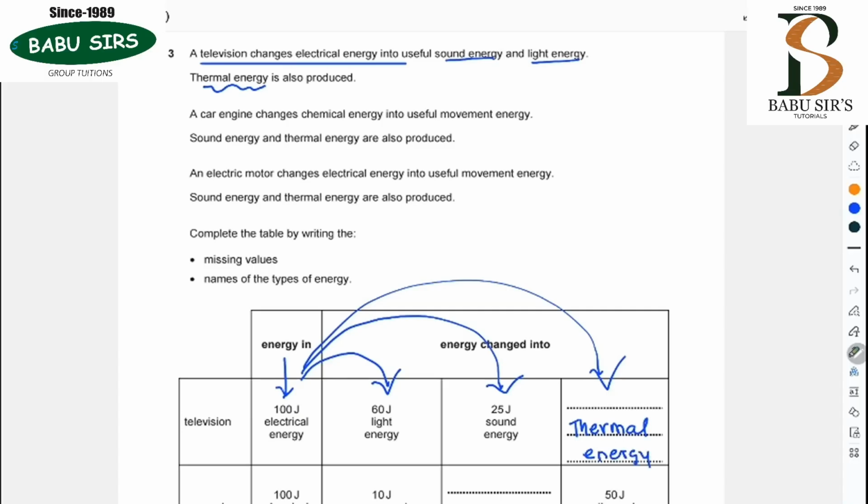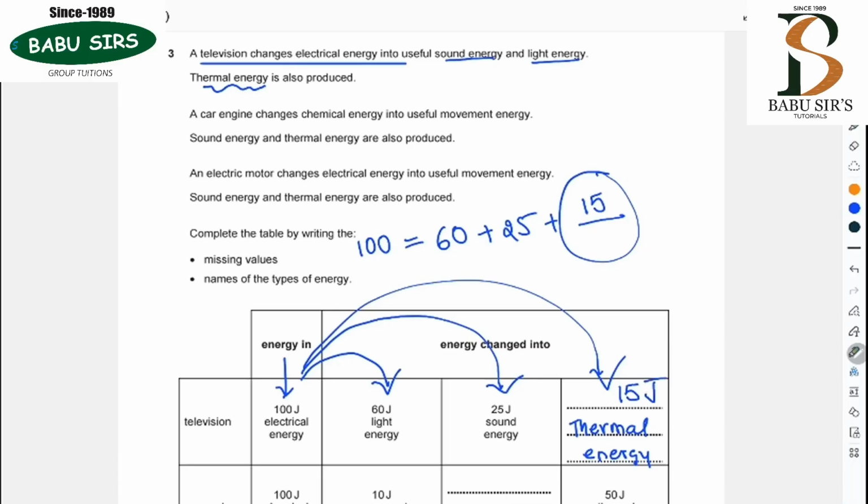If you see, energy in and out must be the same. So in is 100, and 100 is equal to 60 in the form of light plus 25 in the form of sound plus thermal. If you calculate, here it will be 15. So 100 is equal to 60 plus 25 plus 15. So 15 is your thermal energy.